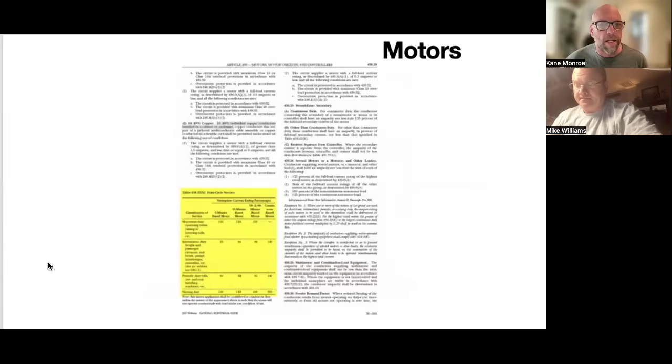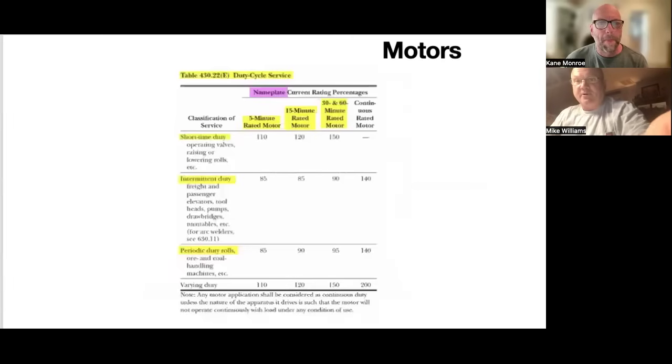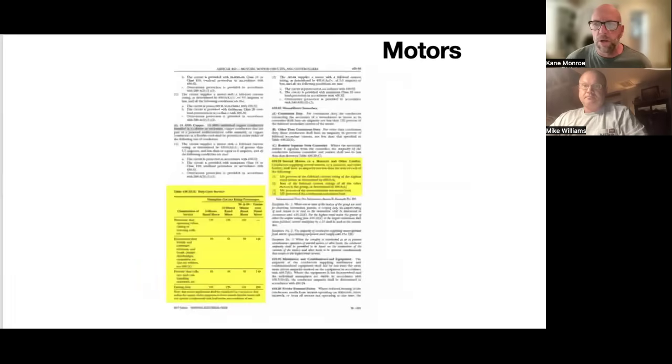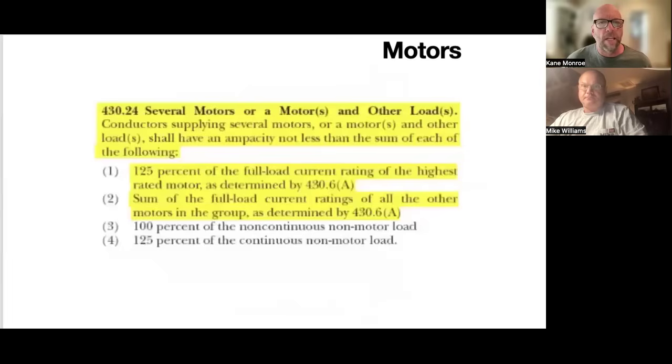Gotcha. Yep, you got it. And then your different duty cycle motors are in 430.22E. Correct. Okay, great. I'm burning through this because you've seen these before. I just want to make sure you haven't missed anything.